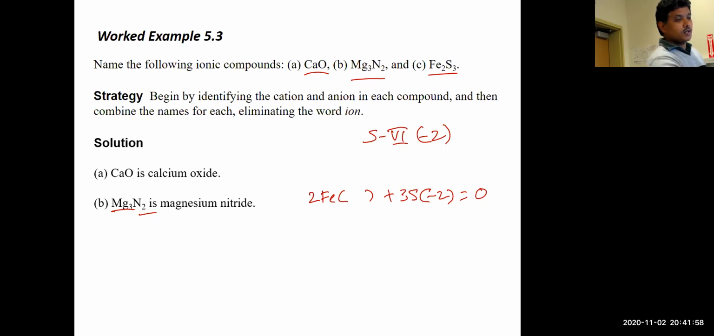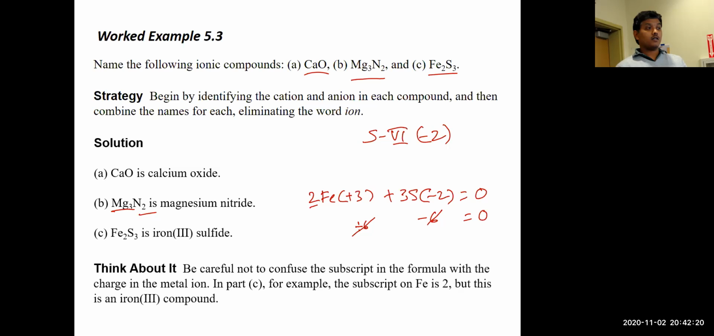So 3 times -2 is -6 here. And how do you get +6 here? You're multiplying with the 2, which means you should have +3 here. That is how you would get +6, and +6 and -6 is equal to 0. What that means is your irons here have a +3 charge. That is how you would identify the charge. So your name is going to be iron(III) sulfide.